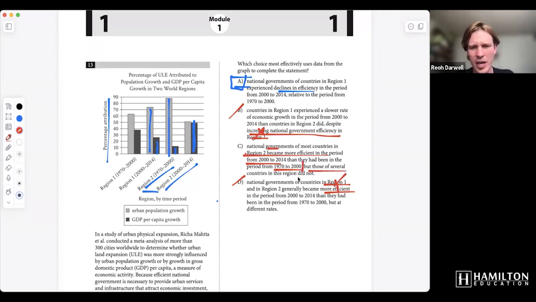But those of several countries in this region did not. We have no idea how this claim, which is part of the answer choice, is supported. So if you chose C, you're choosing a half-right distractor. The majority of this answer choice is right, but part of it is wrong, and any part of an answer choice being wrong is the poison that makes the answer choice unable to work. So that's how we arrive at A for this tricky question 13.